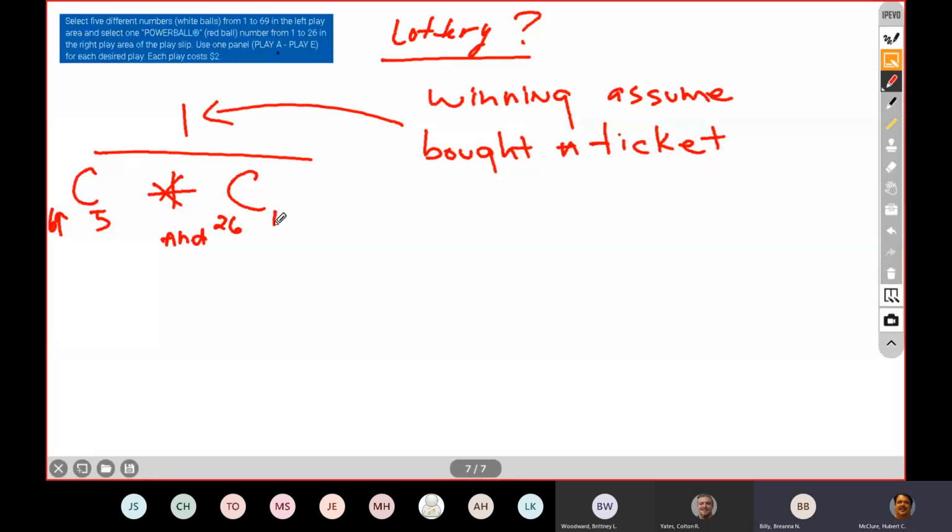This is how you do a lottery question. Now, what if the question said I bought 10 tickets? Then you would change the 1 to a 10. That's pretty explanatory.